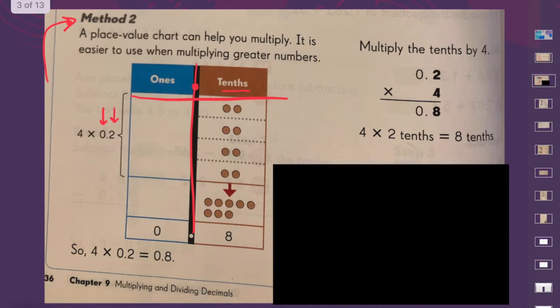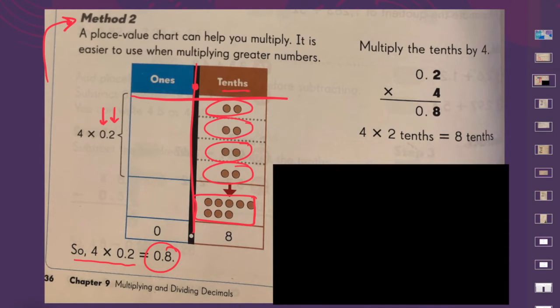And we have 2/10. So we have 1 group of 2/10, 2 groups of 2/10, 3 groups of 2/10, 4 groups of 2/10. And really, when we're multiplying 2/10 times 4, that's what we're saying, 4 groups of 2/10. So that gives us a total of 8/10. So 4 times 0.2, or 4 times 2/10 gives us 8/10.